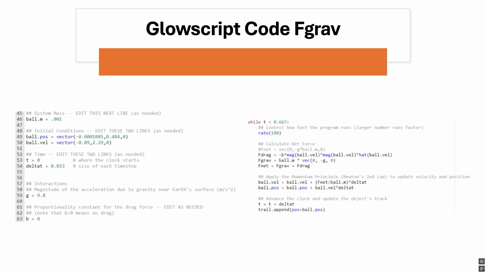This GlowScript code is for the computation that only includes the force of gravity with no drag force. On the left, I inputted all the initial conditions collected through the Tracker analysis. B, which is the constant for drag force, is at 0 as the model is only meant to contain the gravitational force. On the right, I inputted all the forces acting on the system, as well as the velocity and position update formulas to create points in the computational models.